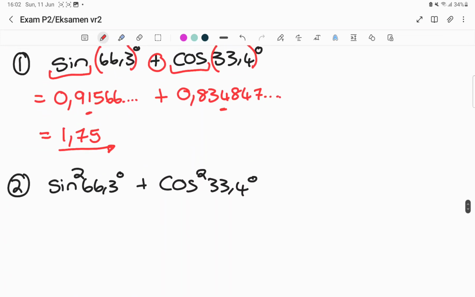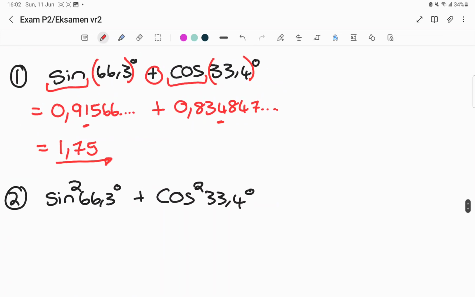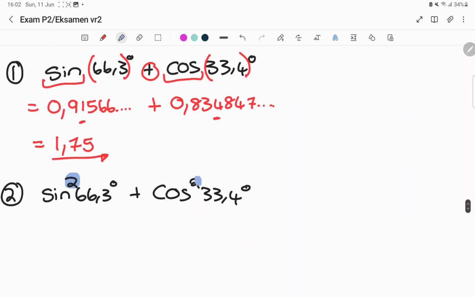Alright, let's have a look at number 2. So number 1 and number 2 are very similar, but I have a difference here. Now I have a squared. Alright, so the way you're going to put this into your calculator is you're going to say sine 66,3, close that bracket. Alright, obviously there's no degree sign, and then you put it to the power of 2.